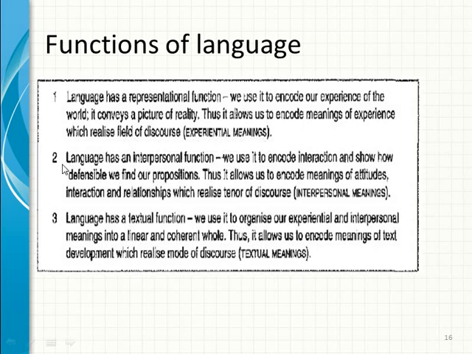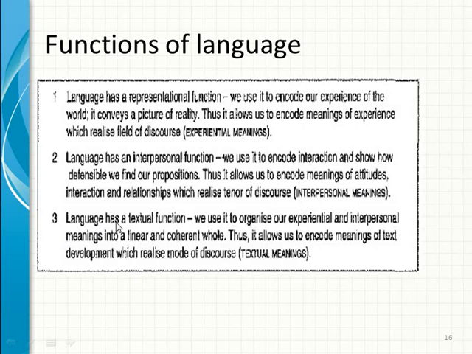The second function is language as interpersonal function. We use it to encode interaction and show how defensible we find our propositions. Thus, it allows us to encode meanings of attitude, interaction, and relationships which realize the tenor of discourse. So here we have tenor, and we call it interpersonal meaning, and it will be discussed by the following groups. There are two groups who will discuss interpersonal meaning.